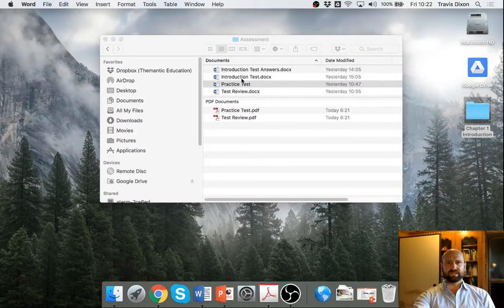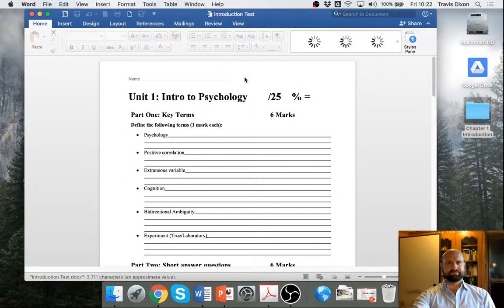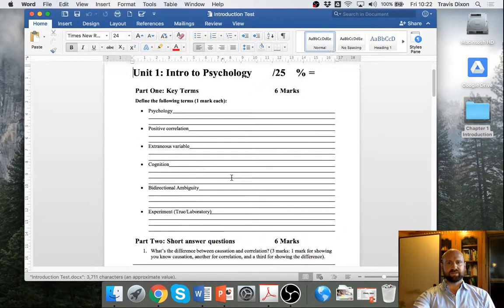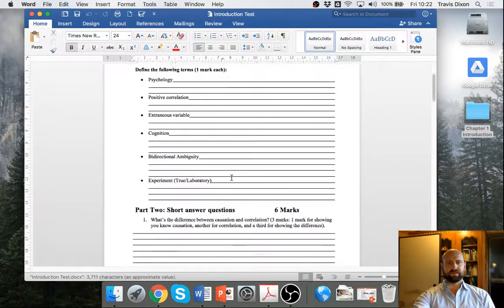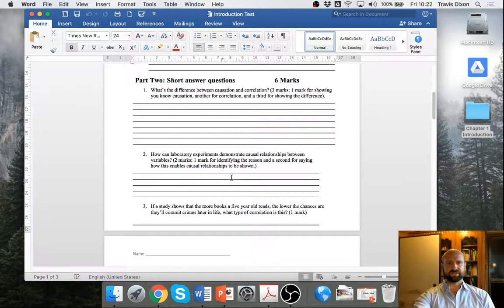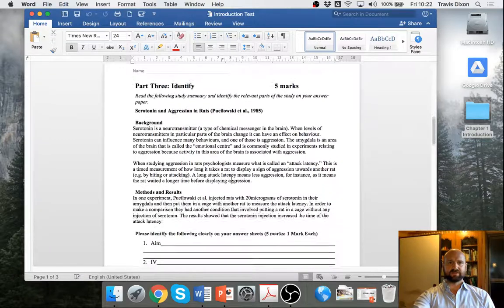and then the real test is here. Okay, it's out of 25. So yeah, key terms, the other short answer questions, and here is the study.